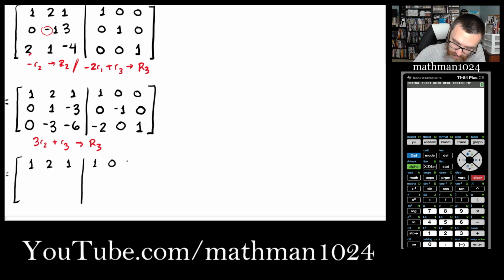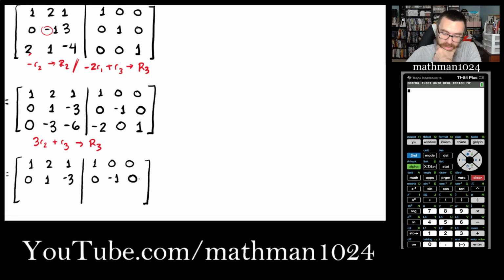It's kind of helpful to write all the stuff that doesn't change first. All right. Now, 3 times 0 plus 0 is 0. 3 times 1 plus negative 3 is 0. 3 times negative 3 plus negative 6 is negative 15. 3 times 0 plus negative 2 is negative 2. 3 times negative 1 plus 0 is negative 3. 3 times 0 plus 1, we still get 1.